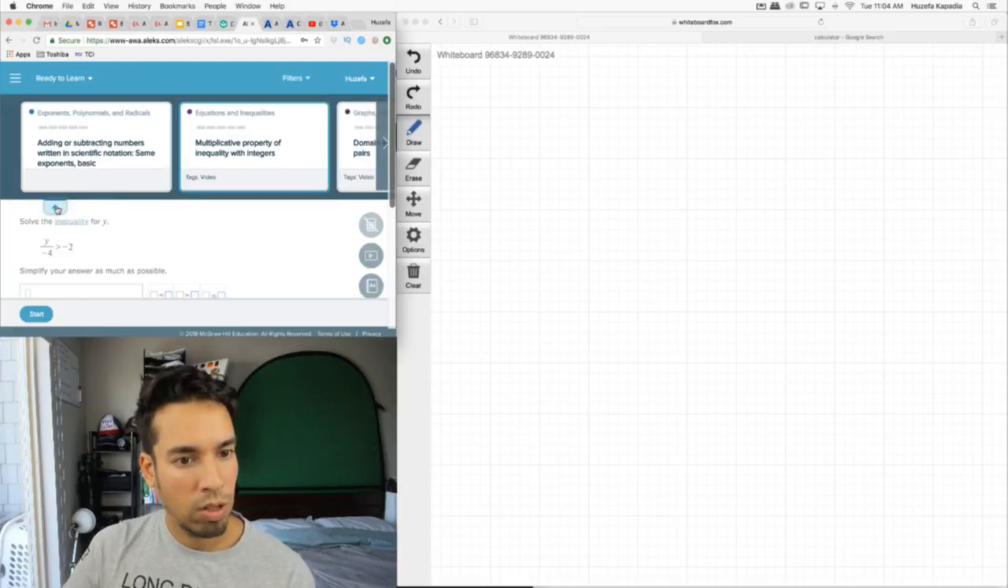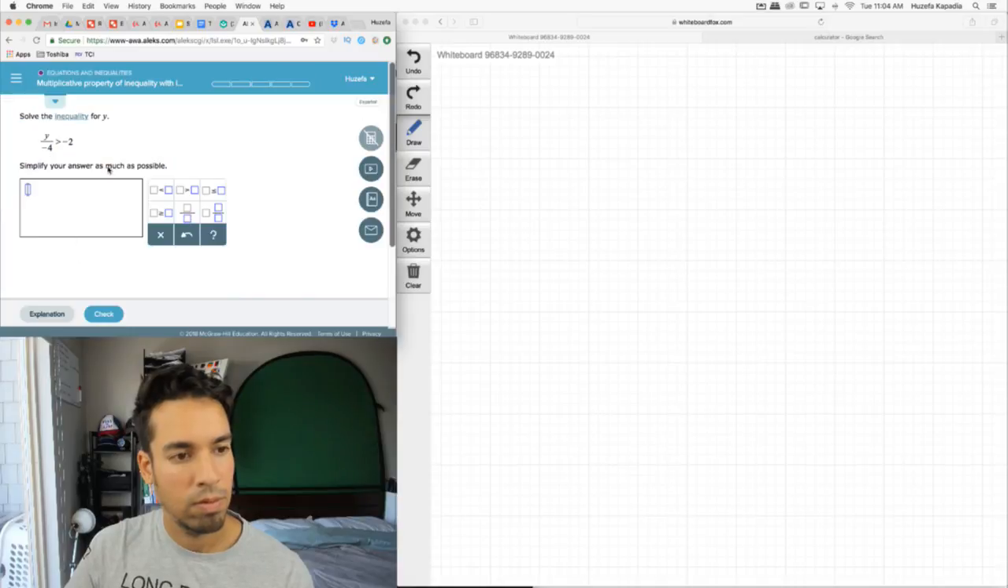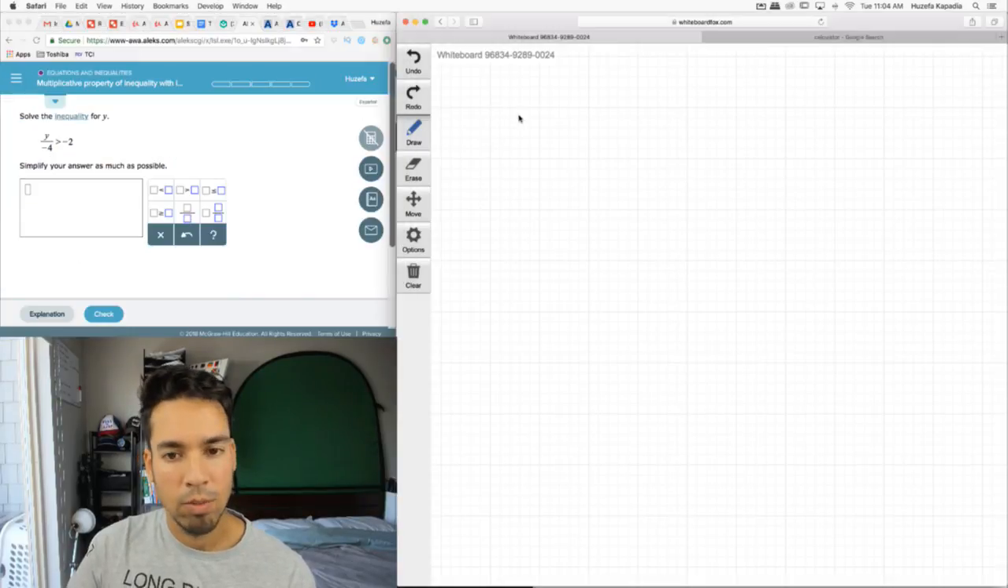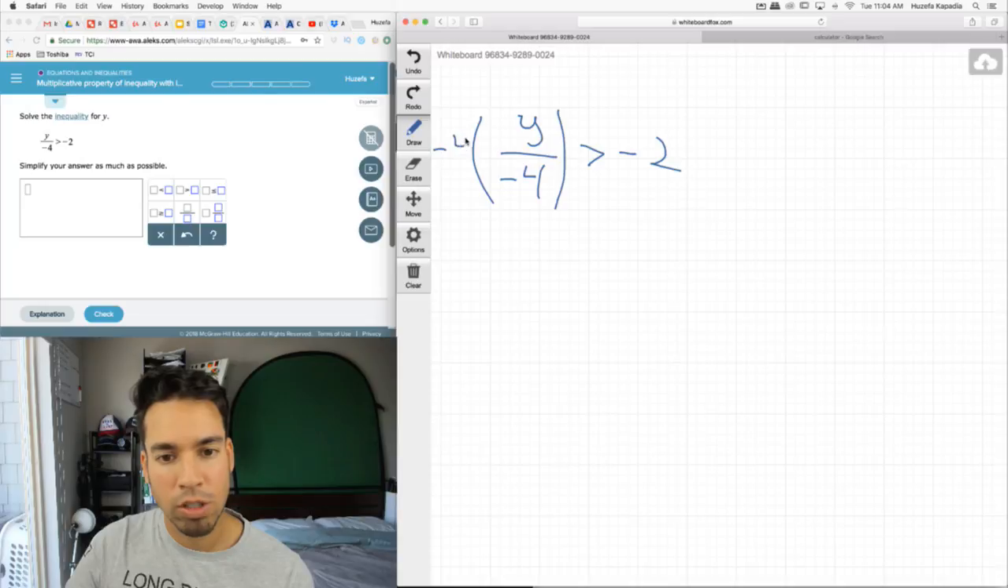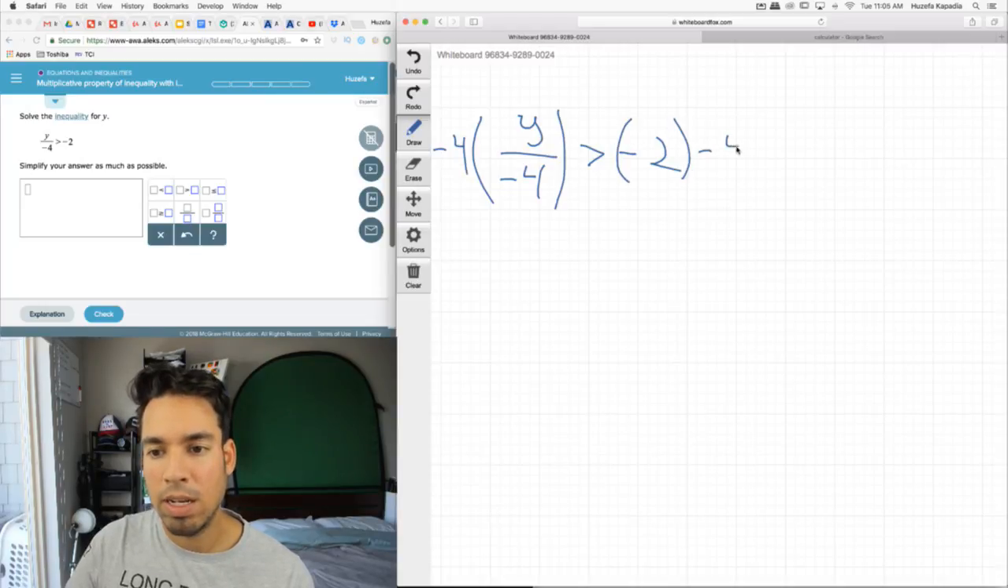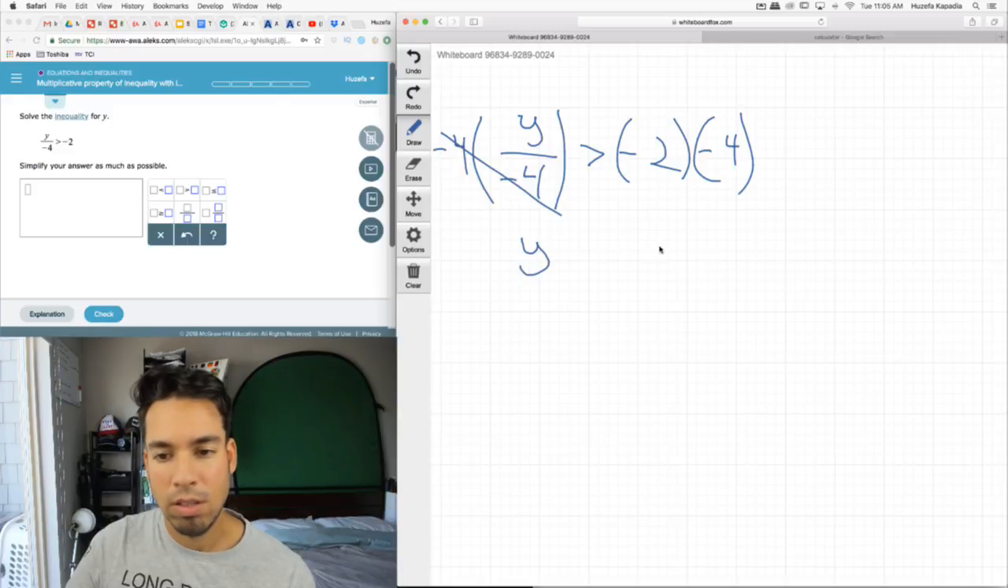Multiplicative property of inequality with integers. We have y over -4 is greater than -2. All we're doing is isolating y. Y is dividing -4, so we have to do the opposite of that, which is multiply both sides by -4. When we do that, same thing happens.